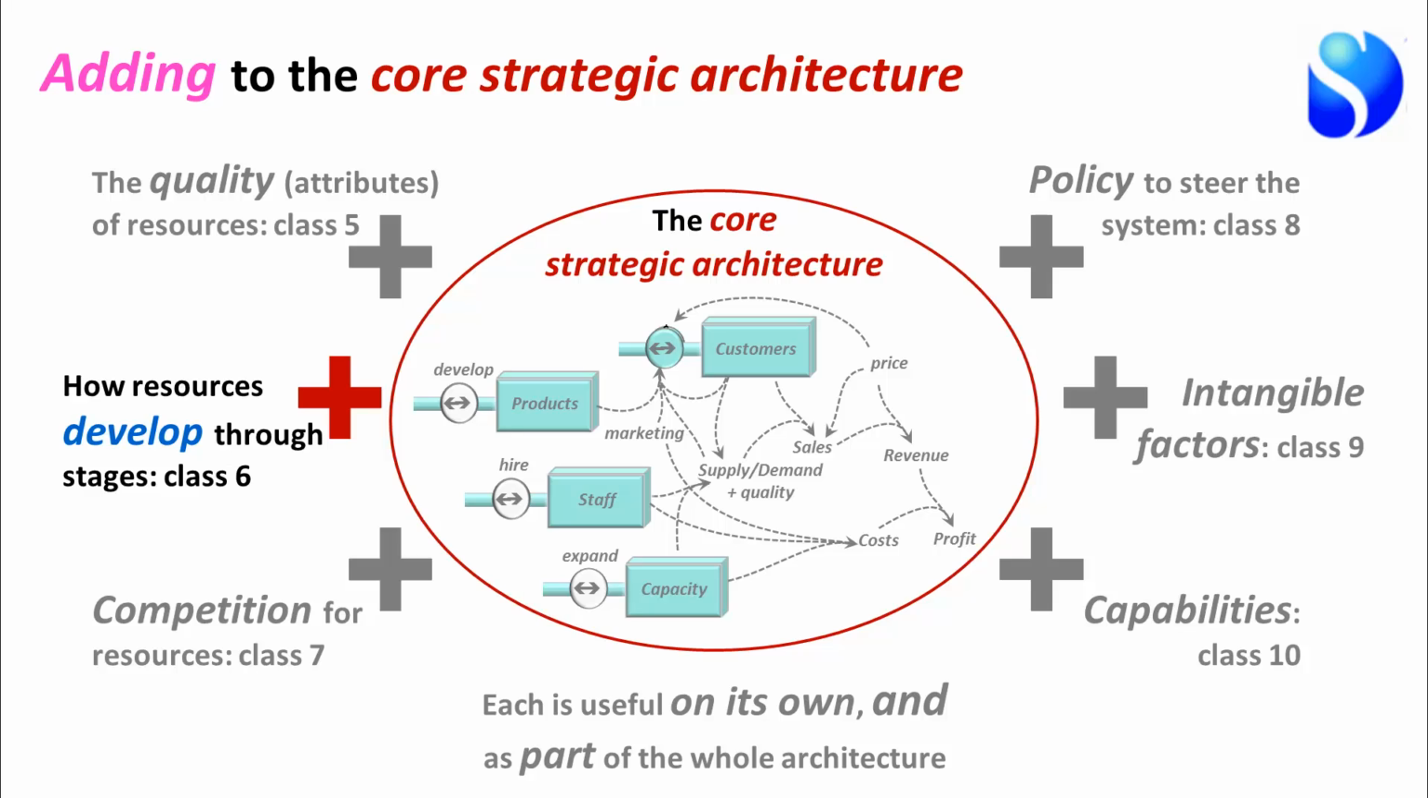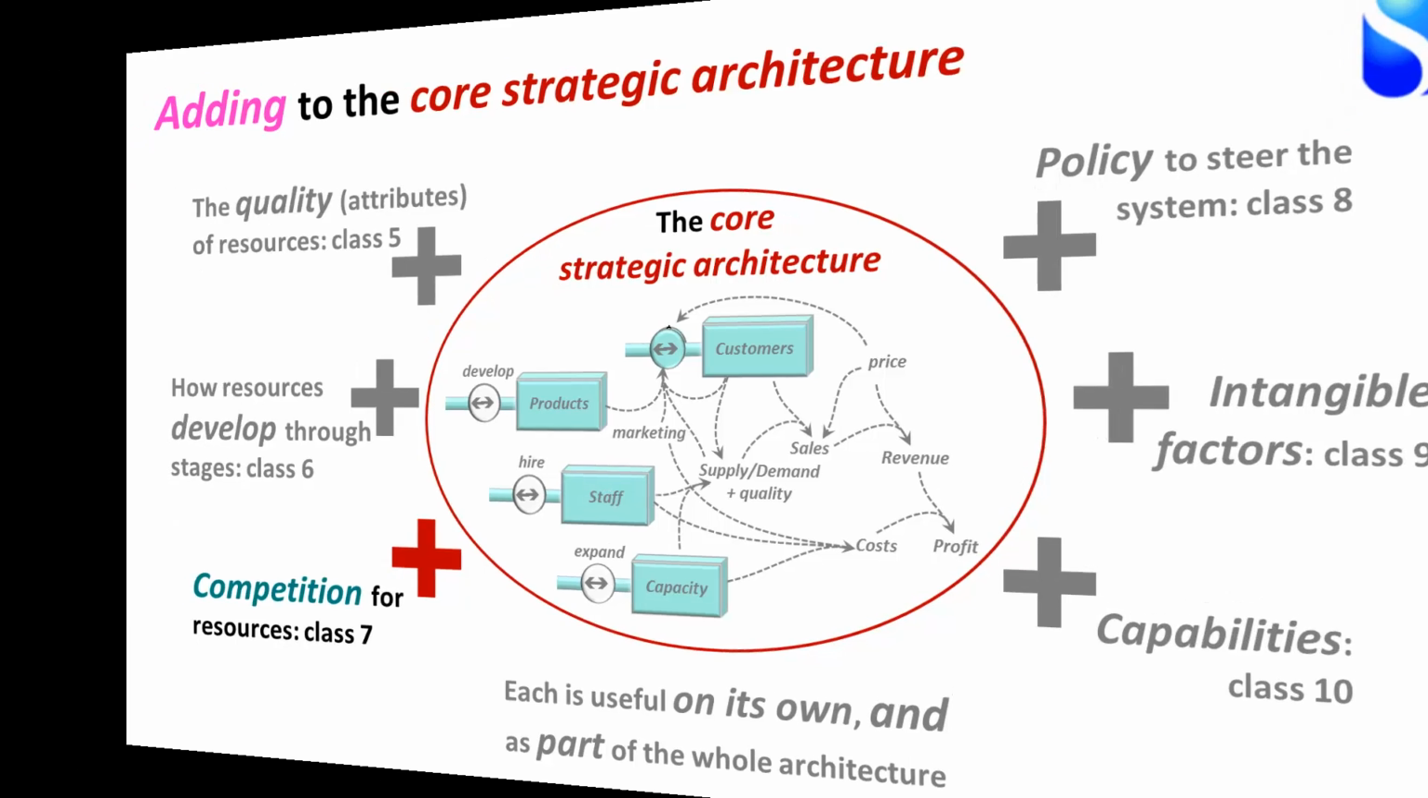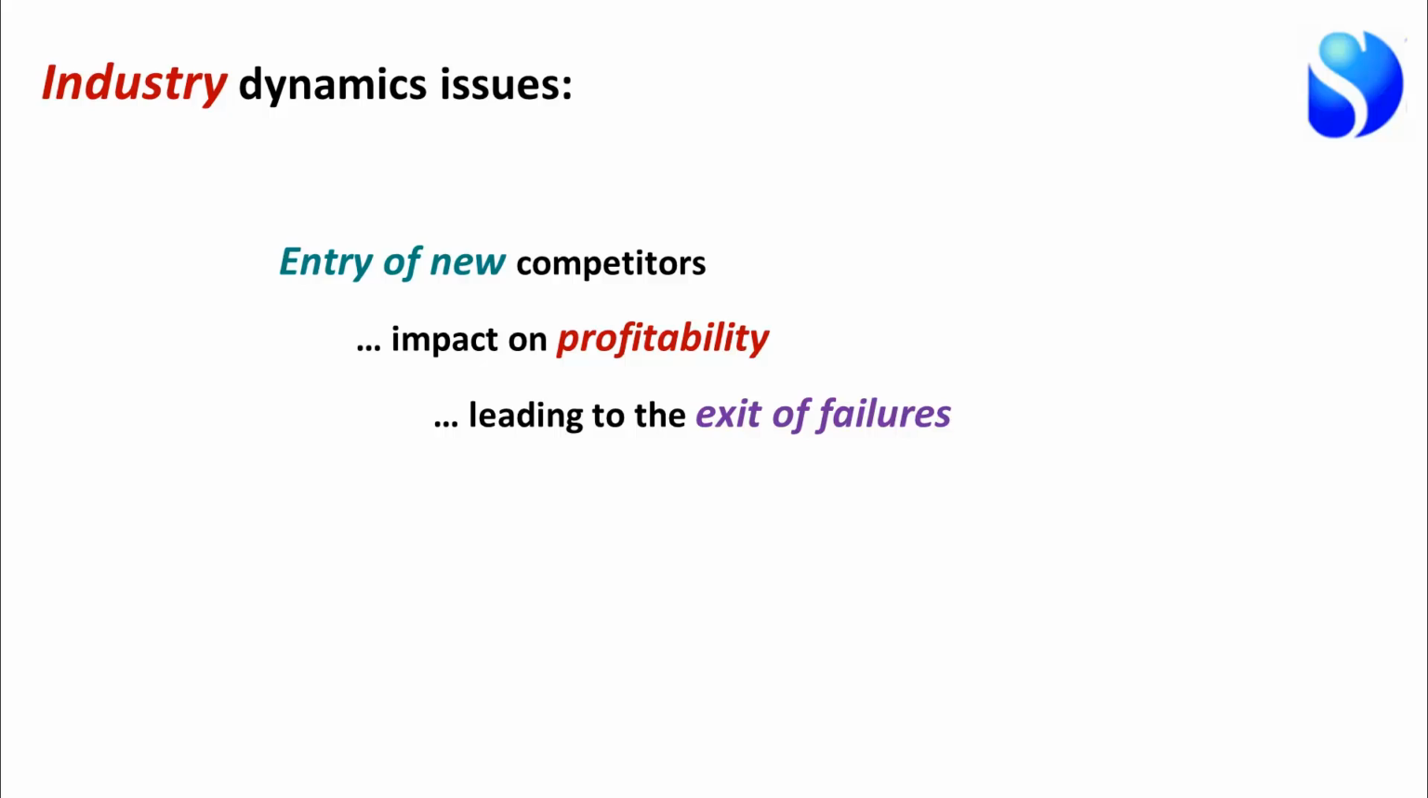So that video extract has shown how we communicate this idea that resources develop through stages. Let's move on now and look at the issue of competition. In Class 7 we talk about 3 distinct mechanisms by which competition between rivals plays out over time. The 2 issues on industry dynamics we're going to look at in this segment: first of all, how the entry of new competitors into a market impacts profitability and can lead to the exit of competitors who fail.